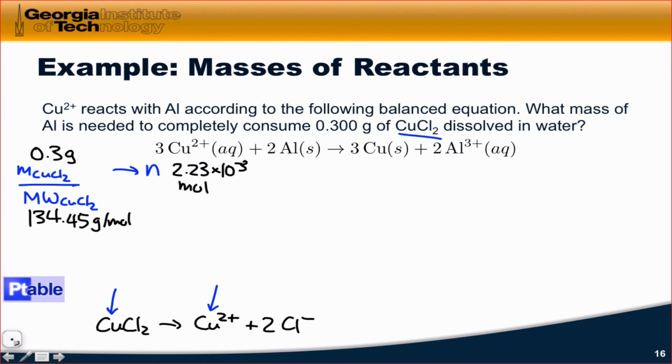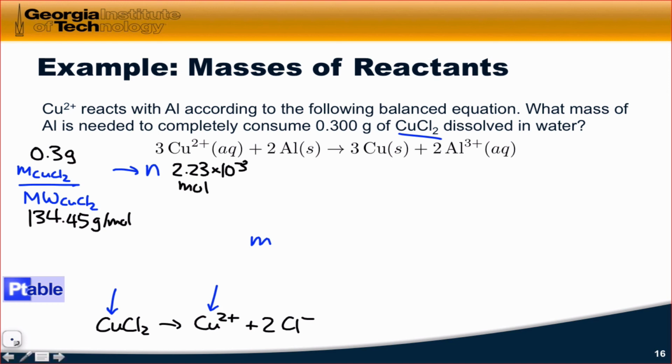Ultimately, we'd like to know the mass of aluminum that is required to completely consume this amount of copper 2 chloride. And briefly remember that the moles of copper 2 plus is simply equal to the moles of copper 2 chloride, so I'm going to stop referring to copper 2 chloride and just refer to the copper 2 ions that are dissolved in solution. To get to that mass, we can't get there directly. We need to use the molar ratio of aluminum to copper in the balanced chemical equation to find the moles of aluminum and then convert to mass using the molar mass or molecular weight.